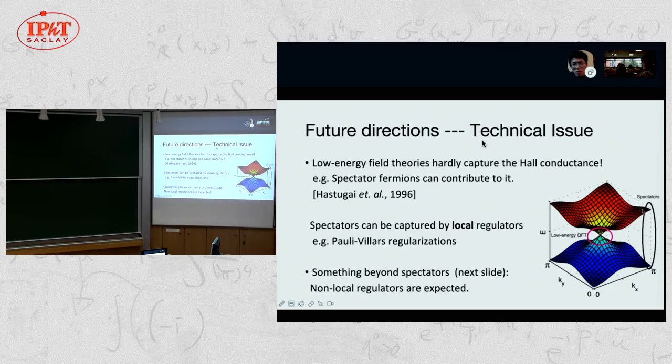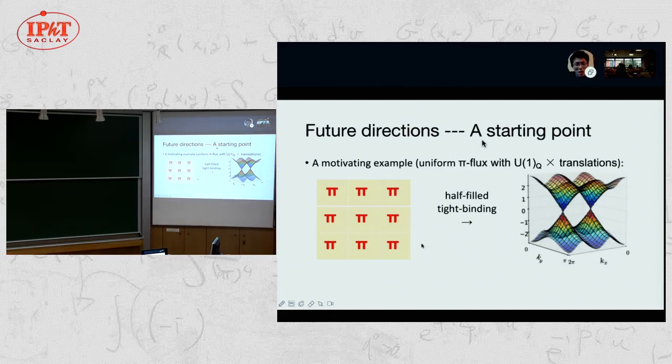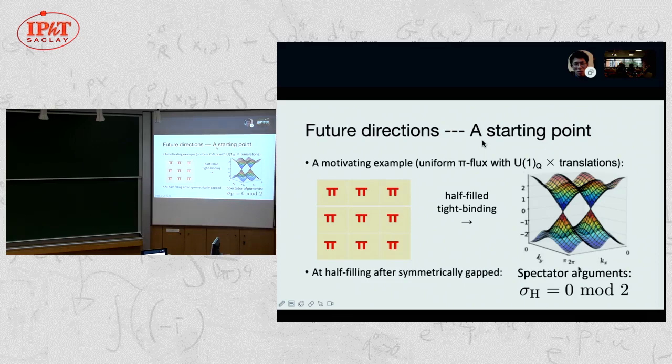But spectator fermions. Some people define some spectator fermions in not a very good way. And they said that the spectator fermions can be captured by the local regulators, for instance, Pauli-Villars regularizations. But in this example, this argument is wrong, because the spectator fermions, by some symmetry arguments and some other arguments, you combine them, then you get the wrong answers. But we can carefully study or analyze the non-local operators which can happen in the low energy field theories. Then we can find the correct answer. Yes.